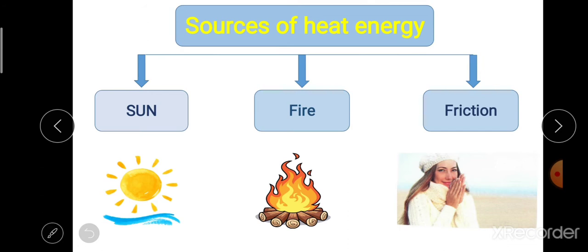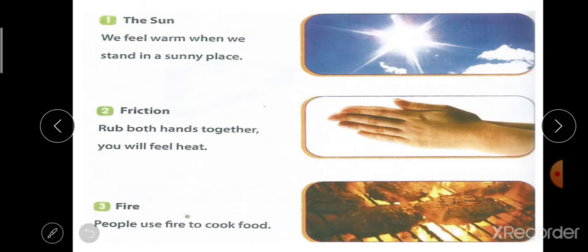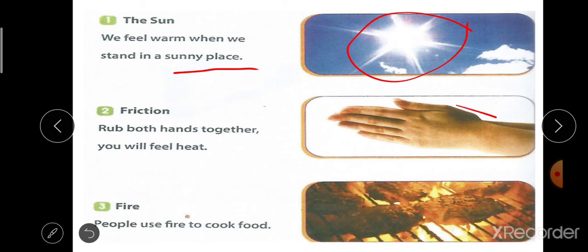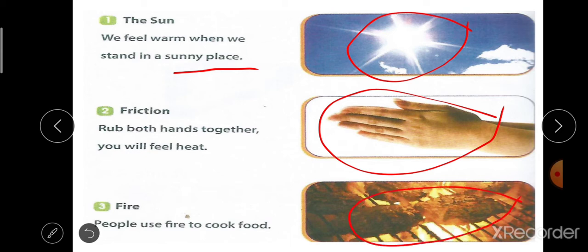Then we've known that the sources of heat energy are the sun, the fire, and friction. As I said, when we stand in a sunny place, we feel hot because the sun gives us heat energy. And when we rub our hands together, we feel hot because friction gives us a lot of heat energy. Also, the fire is very hot because it gives us heat energy. That's why we use the fire to cook the food.